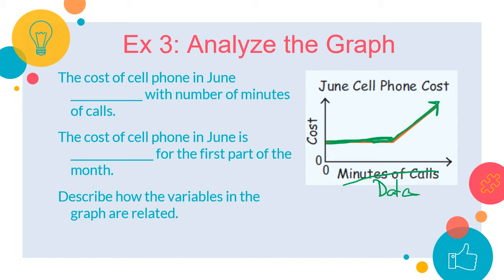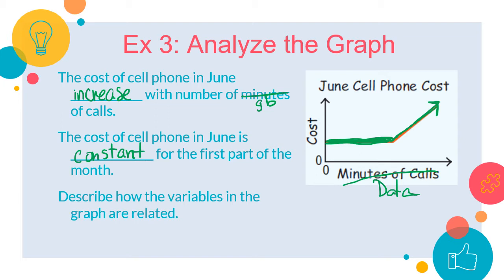The cost of the cell phone in June blank with the number of minutes of calls. So in general, we would say it increases with the number of minutes of calls. We're going to say with the number of gigabytes of data used. The cost of a cell phone in June is blank for the first part of the month. If you notice, it goes straight, left to right, it's horizontal. So we would say the cost of the cell phone in June is constant for the first part of the month. You're going to hear that word constant a lot more on our graphs.